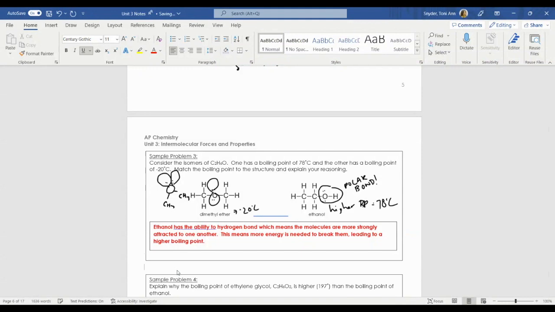Hydrogen bonds are stronger than your dipole-dipole, especially because these have the same number of electrons, right? And that's important. Because these have the same number of electrons, we are going to consider that the London dispersion forces do not affect this.